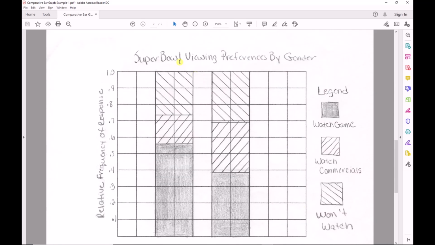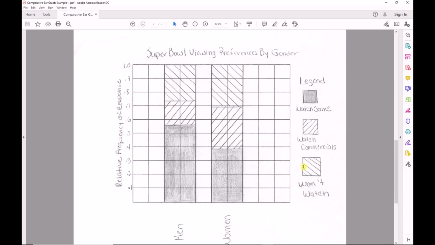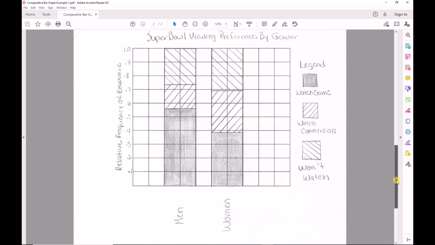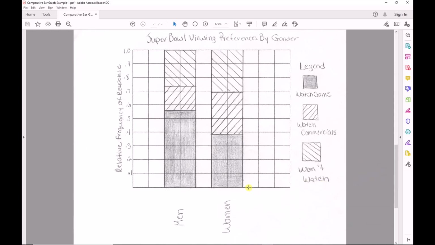All right, so there's a side-by-side version. This is, I'll make that smaller again. This is the segmented bar graph. And so I do have a legend here on both. Make sure you have it. So here's the ones that are tuning in just to watch the game. Here are the ones that are tuning in just to watch the commercials. And here are the ones that just won't watch at all.